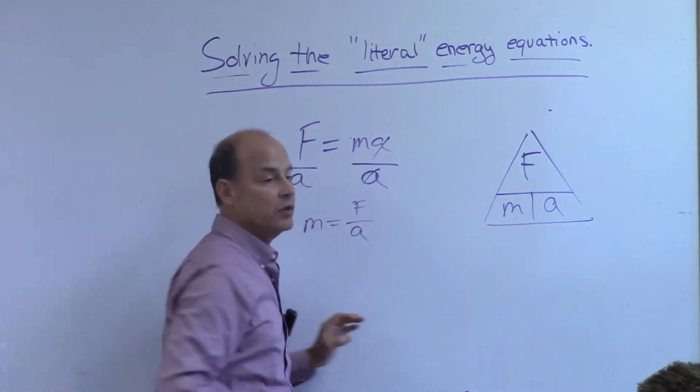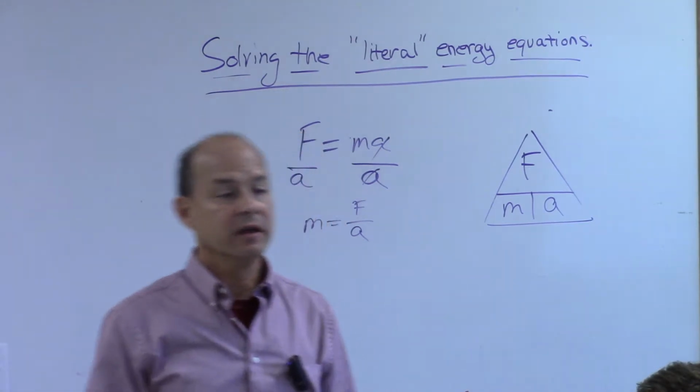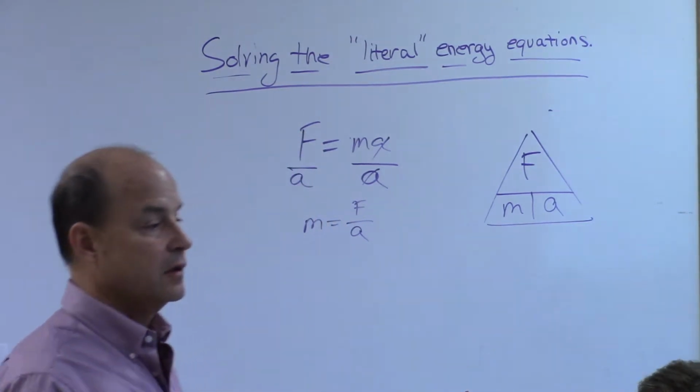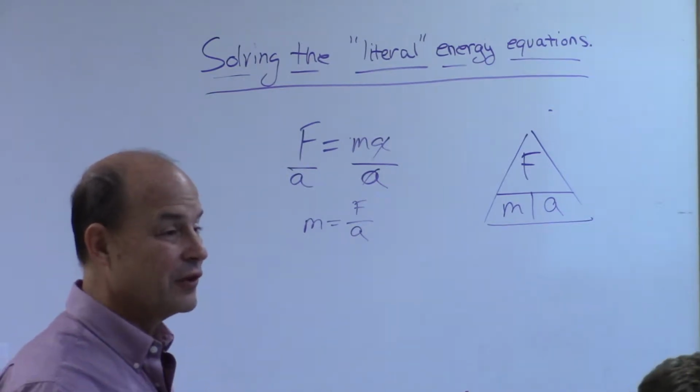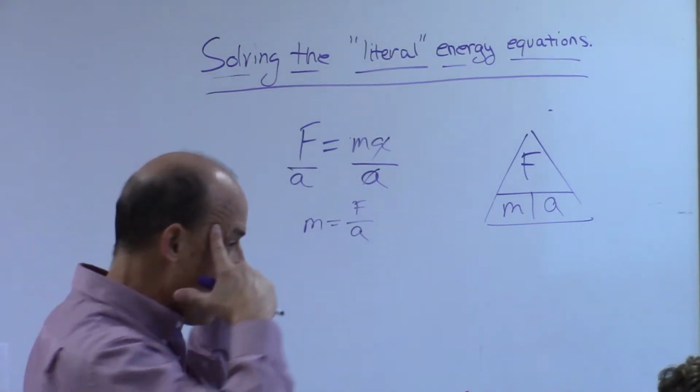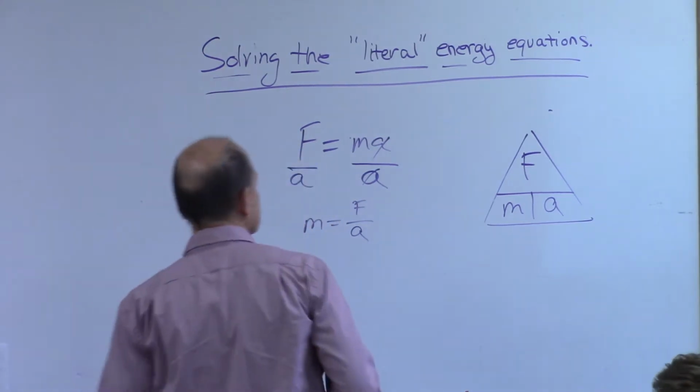Then why do we choke when we get to the energy equations? Because they're a little bit different. There's more than 3 variables, and one of them is a square. Oh no. Okay. All right.